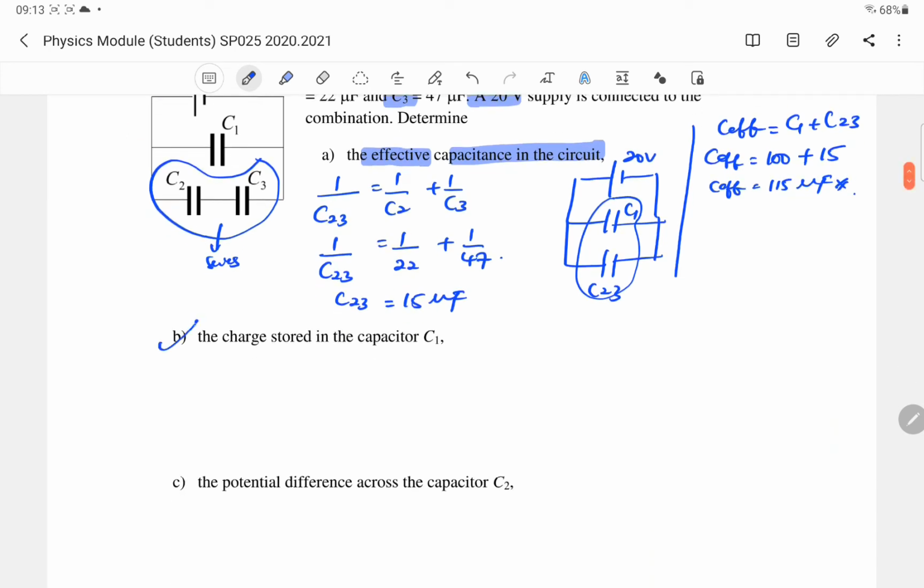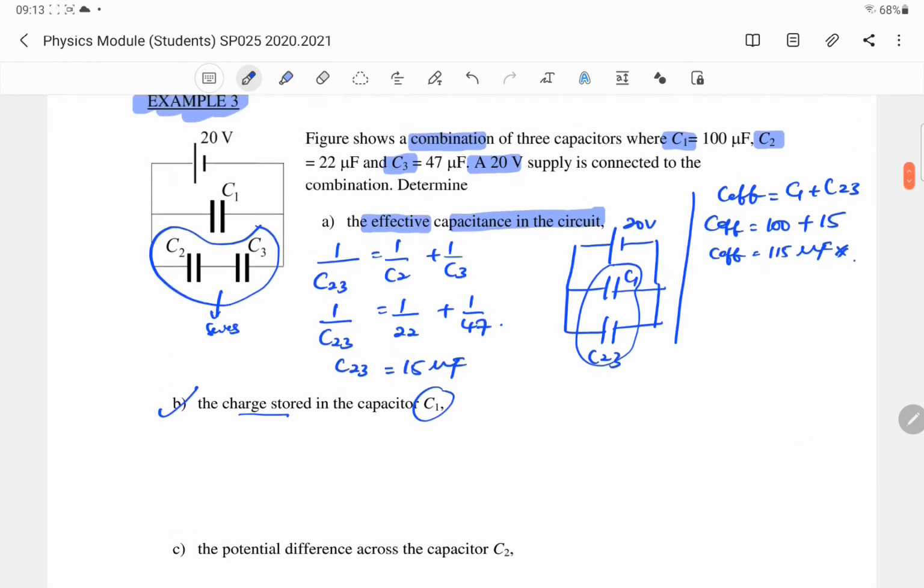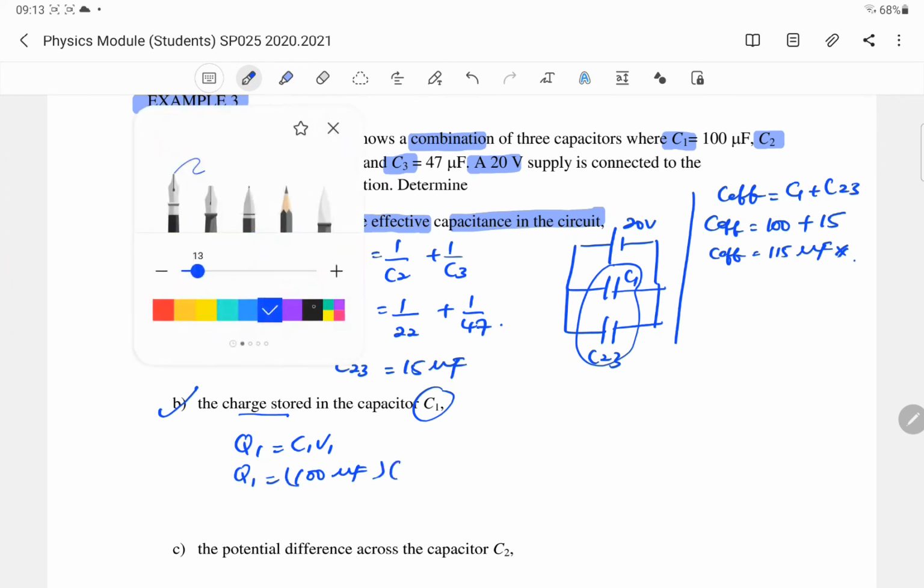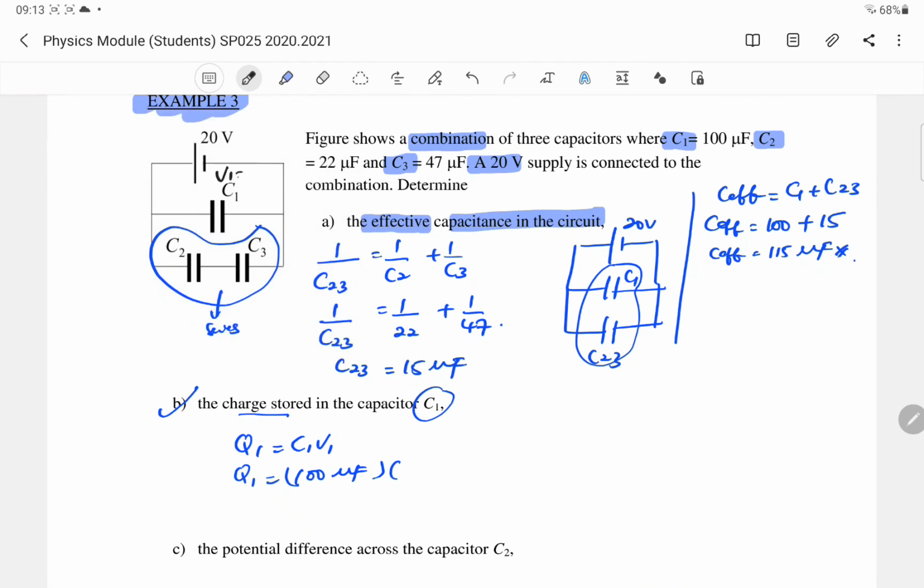Okay, we go to number B. The charge stored in C1. Okay, charge stored. So the charge stored in C1. So we know Q1 equal to C1 V1. So Q1, C1 we already have 1000 microfarad. V1. Okay, so we know that V1 is also 20 volt. Okay, V1 is 20 volt. Okay, so 20. So Q1 equal to 2000 microcoulomb.